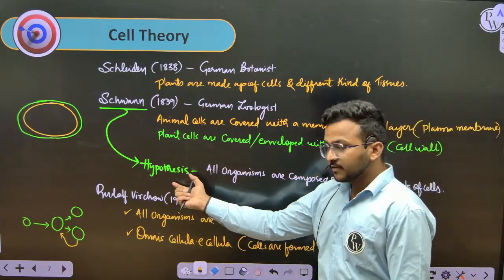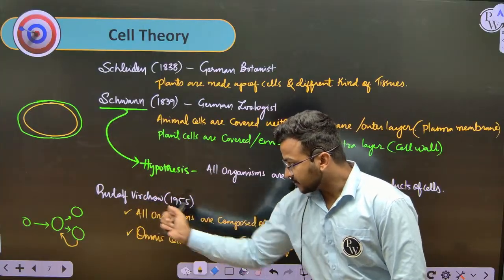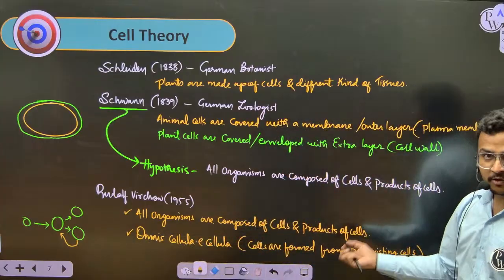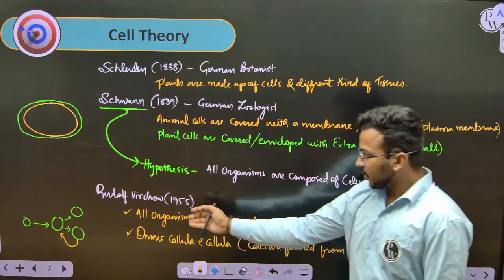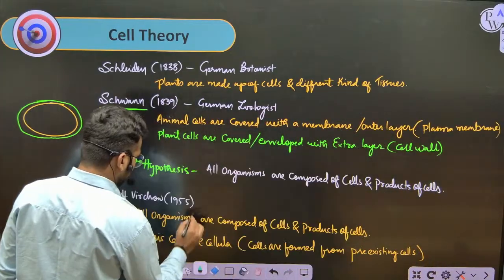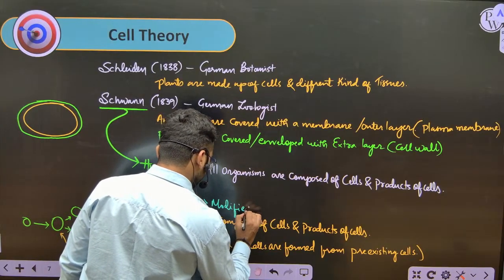And to add to this statement, another scientist, Rudolf Virchow, added omnis cellula e cellula. So it is the modified cell theory.